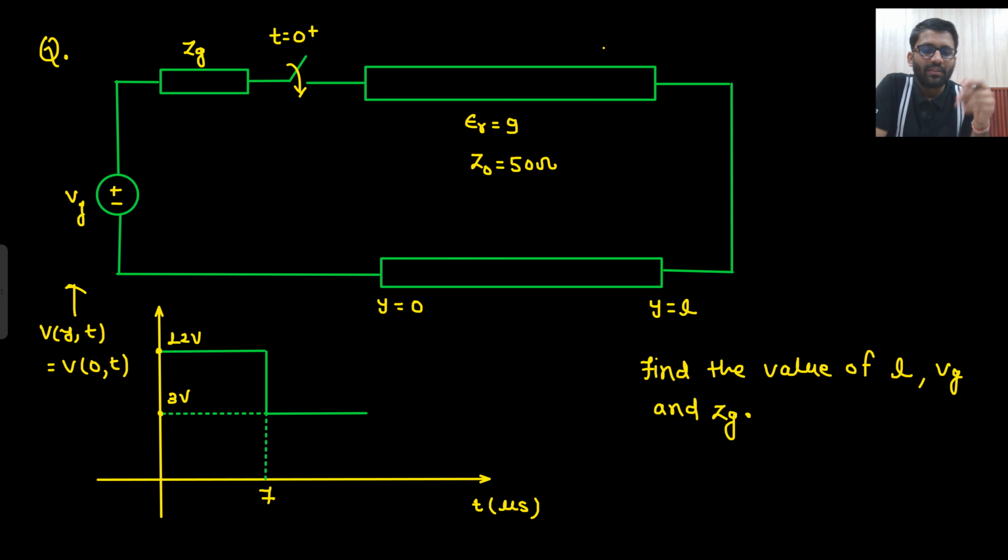Now let's see this question. You need to find the value of L, Vg and Zg. A short circuit line is there. What is L? L is the length of the transmission line. Vg is the generator voltage, and Zg is this impedance.